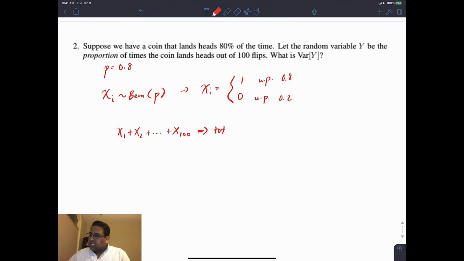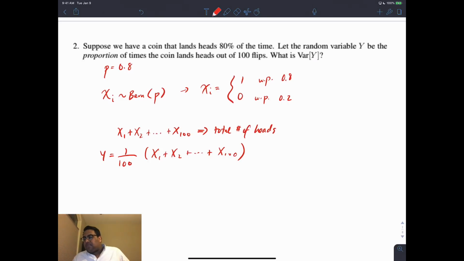Total number of heads. But since we want the proportion, I should take that sum and divide it by 100. Okay, so y is 1 over 100 times the sum of x1 through x100.